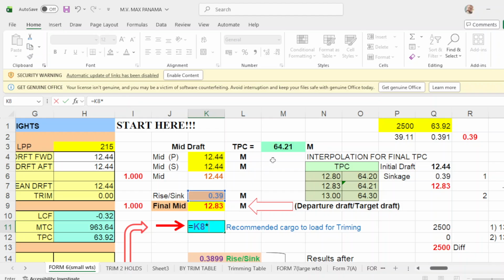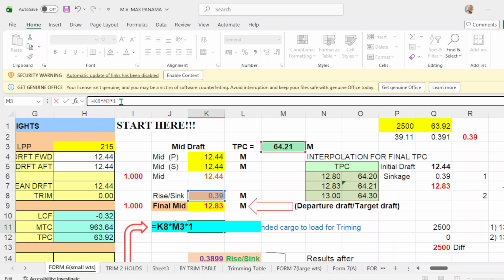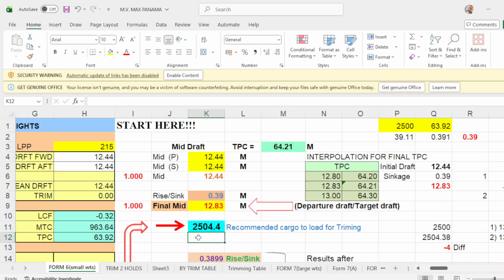your TPC of M3. I use this TPC of your departure drop. This is M3. Click. That will be M3 times 100. Put here 100. That's K8, M3 times 100, then you press enter. Then you come out with 2,504.4. So it says here, recommended cargo to load for trimming.